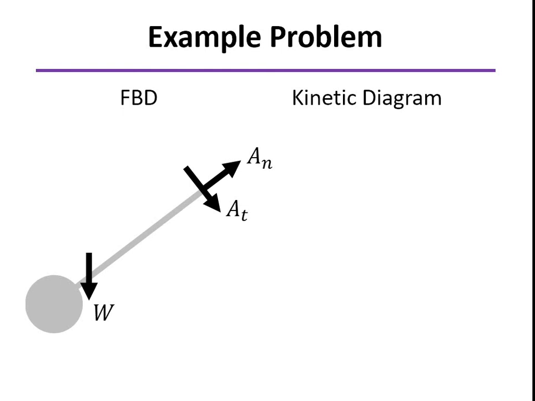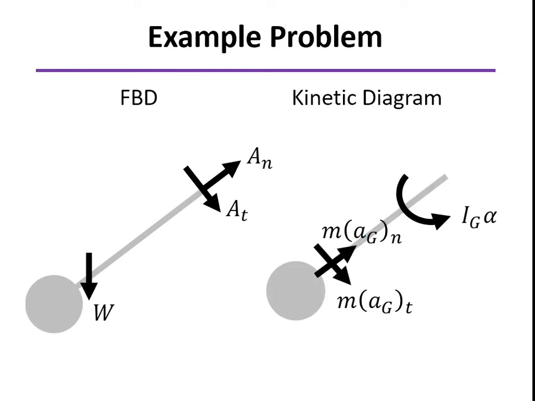So our kinetic diagram, as always, will show the mass moment of inertia about the center of mass times alpha, as well as the mass times accelerations of the center of mass in the two directions, and again they're shown through the center of mass so that when we take the moments we can get the distances correct and the sense correct off of the kinetic diagram.